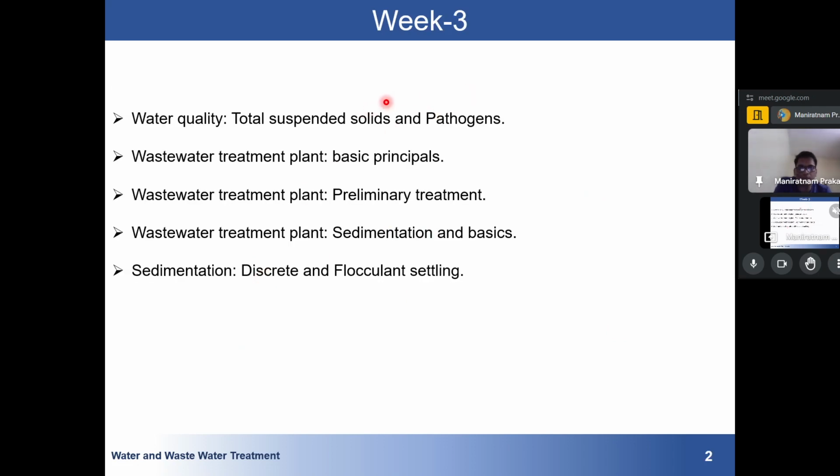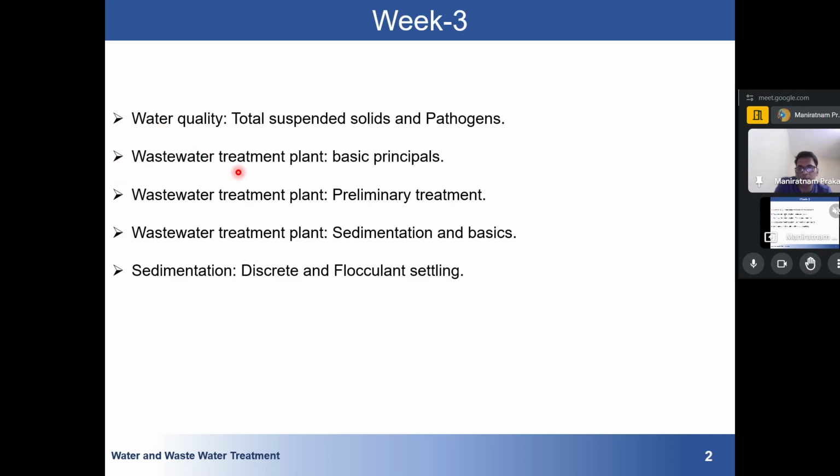So coming to the third week of the lecture, in which these five topics were discussed. The first was water quality, that is, quality with respect to total suspended solids, total dissolved solids and pathogens. Sorry, TDS is total dissolved solids. Total suspended solids and dissolved solids all contribute to water quality.